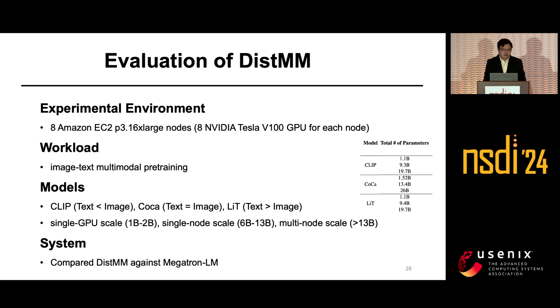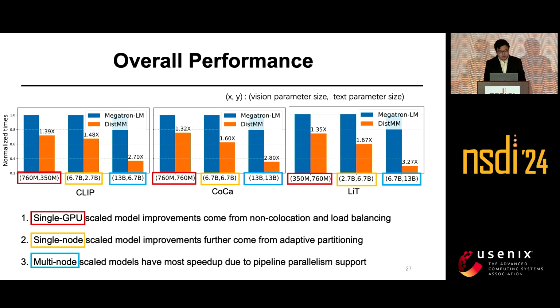And this is our evaluation for DISTMM. So we choose image and text as the 2 modalities, and we choose 3 models with different structures. For CLIP models, it requires a larger image encoder, and for CoCa, it requires a text encoder similar to the image encoder. And for LiT, you actually require a larger text encoder. And we further scale the models into 3 scales to test the scalability of our system. And we compared our system with Megatron-LM, and we use the best configuration of Megatron-LM for each model.